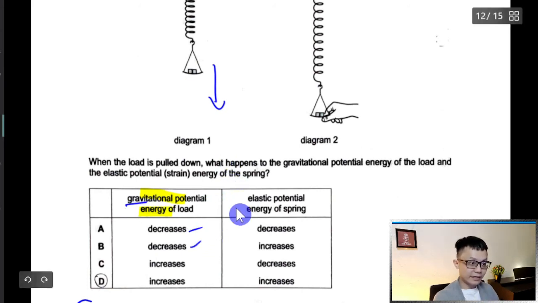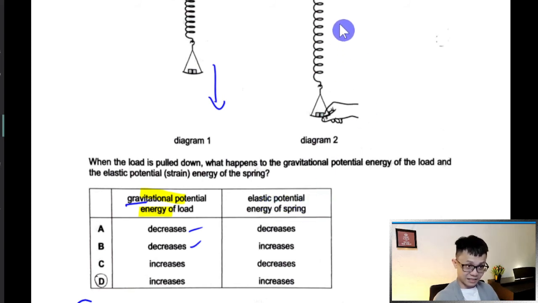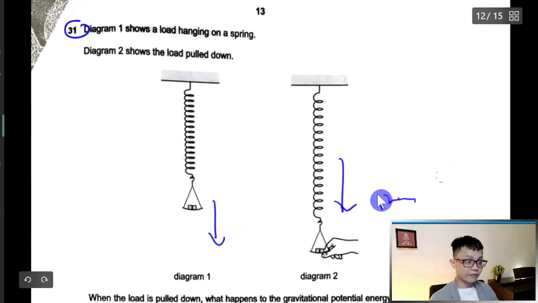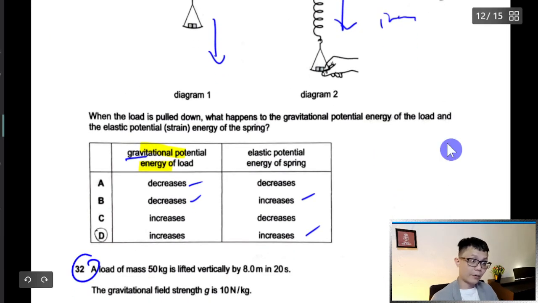So this one and this one. What happens to the elastic? The elastic is brought down, so the elastic potential energy will increase. So this one and this one. So the answer will be B, correct or not? Okay.